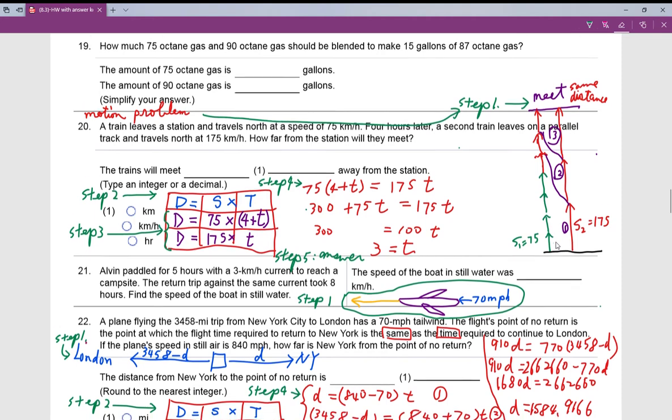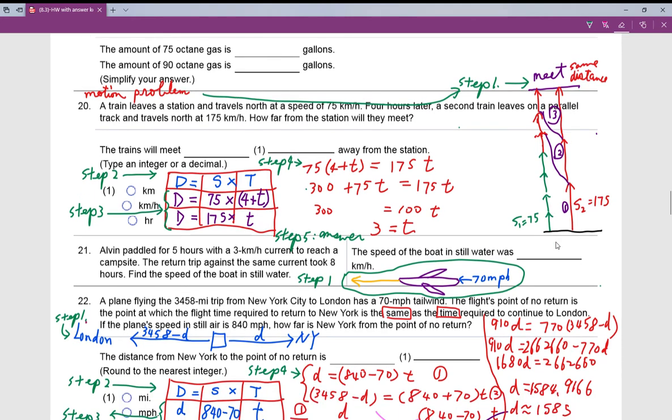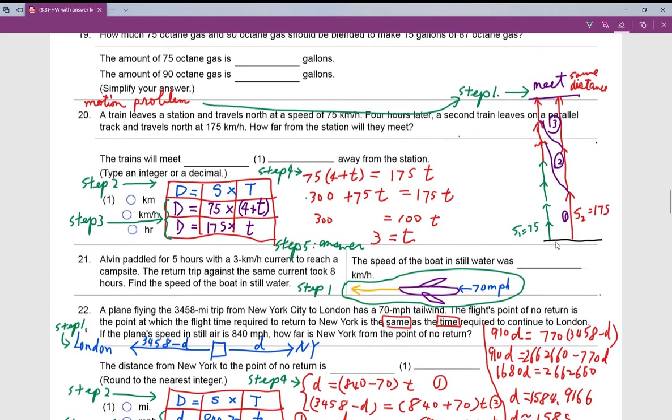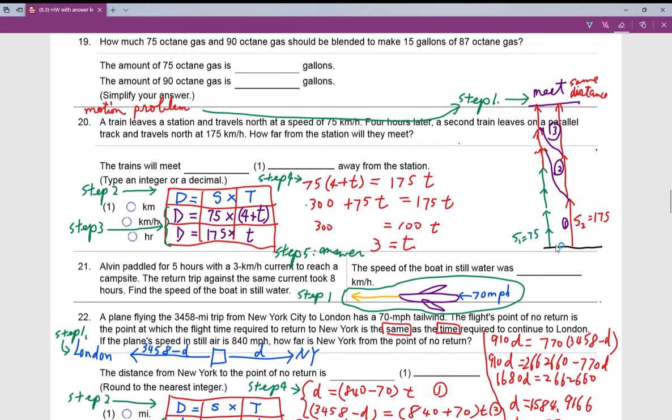So number 20, motion problem. I say motion problem is the hardest one. Motion problem. Now you have to read the question and then understand the question first. So let me explain this question first. This question means a train.